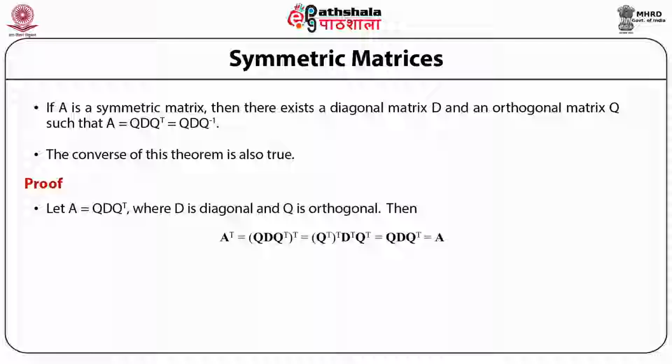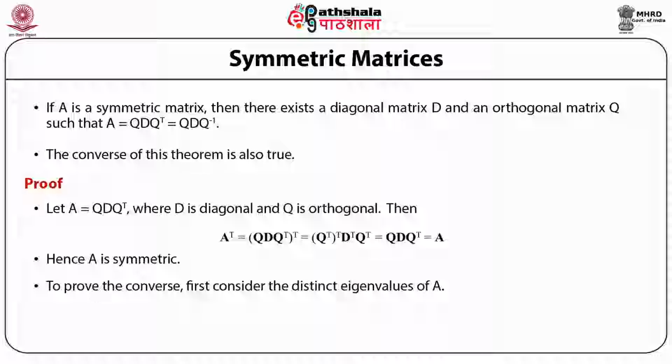Let A equal Q D Q transpose, where D is diagonal and Q is orthogonal. Then A transpose equals (Q D Q transpose) whole transpose, which equals Q transpose transpose D transpose Q transpose, which equals Q D Q transpose, which equals A. Hence A is symmetric.